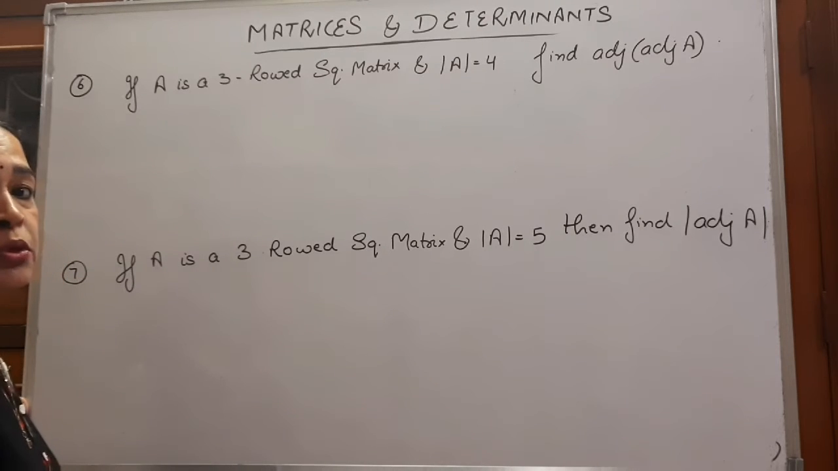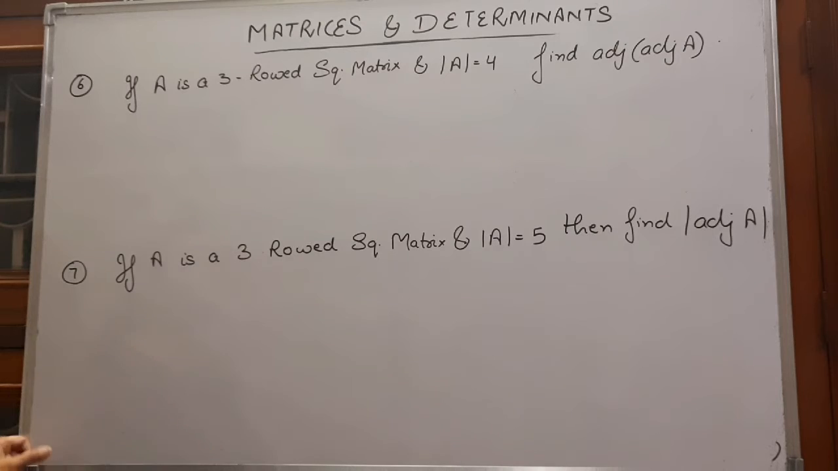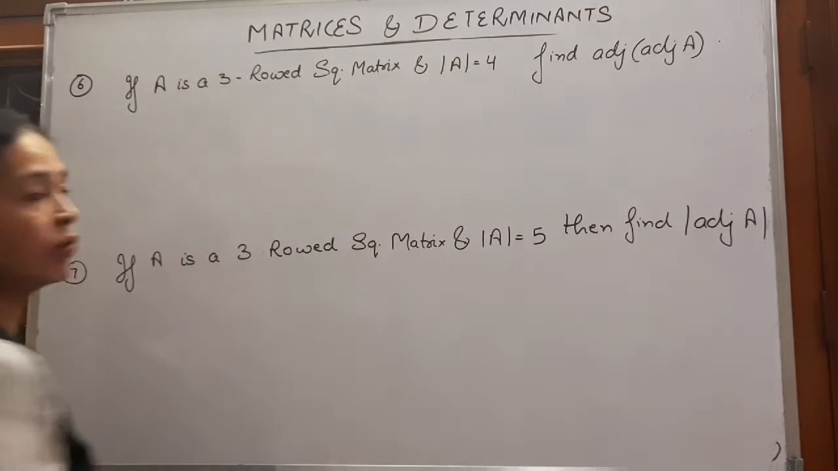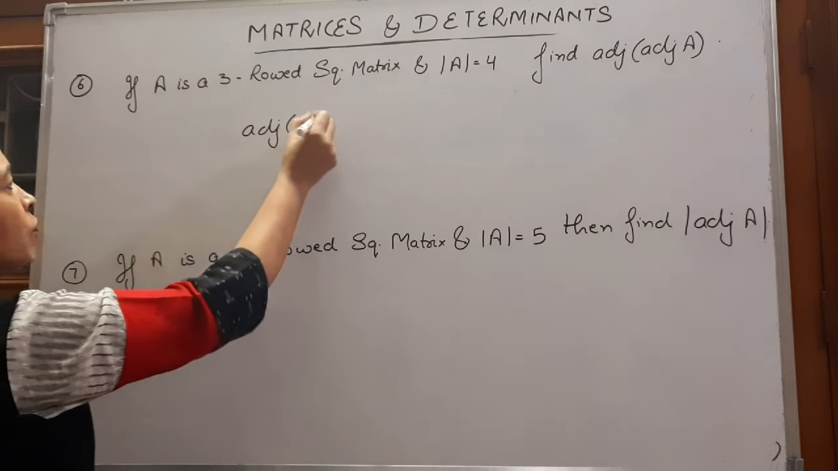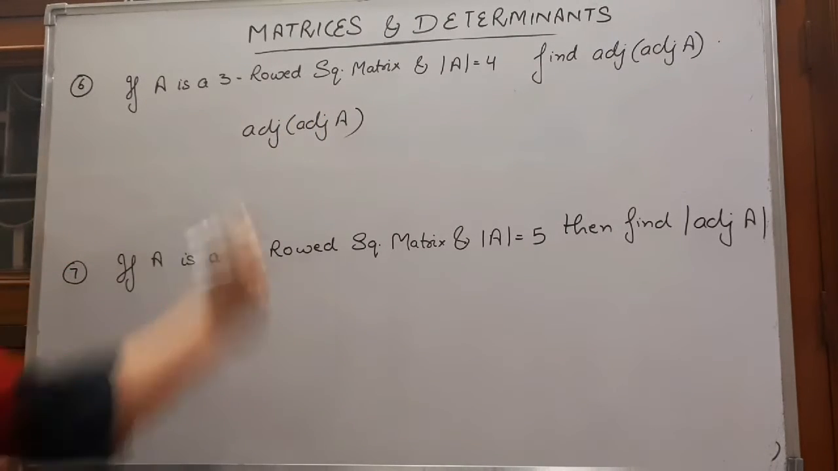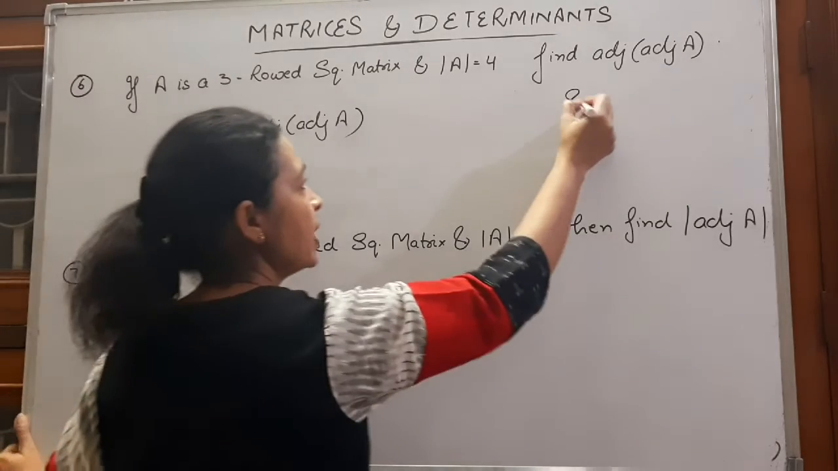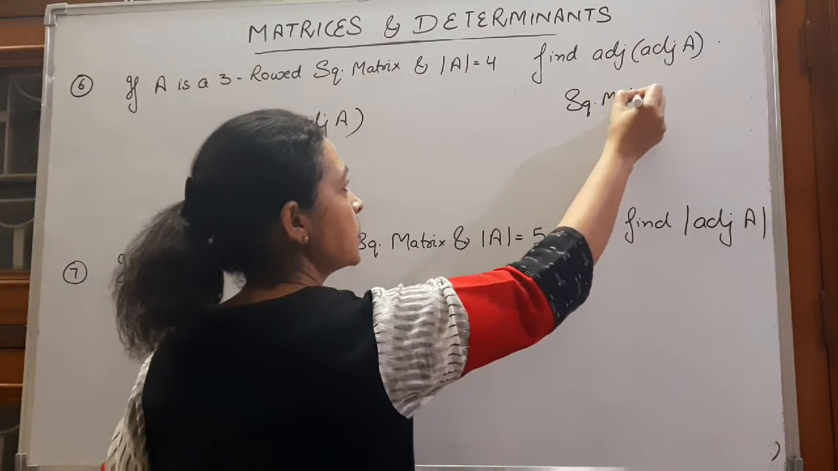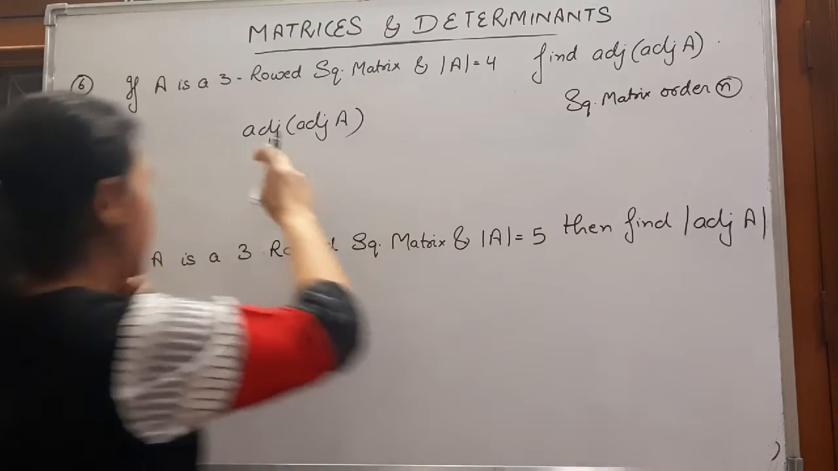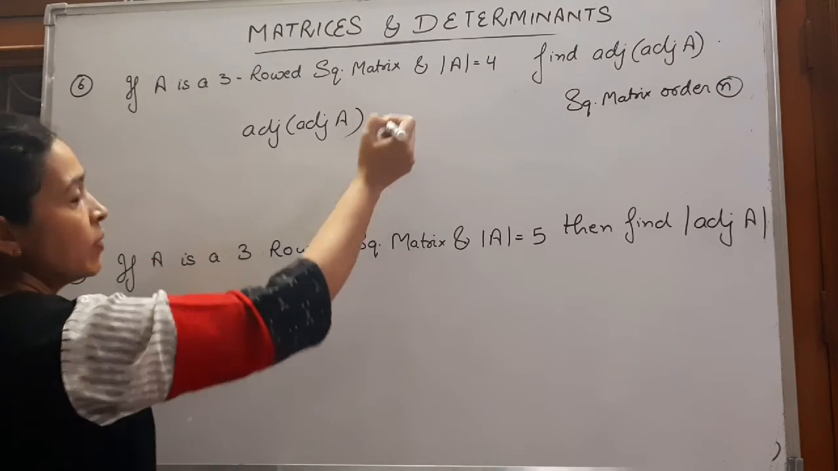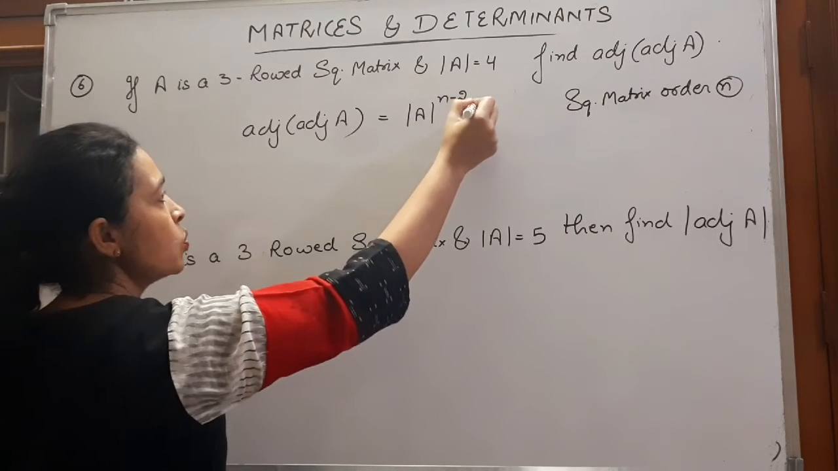So let's do two questions together. If A is a 3-rowed square matrix and determinant of A is given, we have to find adjoint of adjoint A. If we have a square matrix of order n, then adjoint of adjoint A will equal determinant of A to the power n minus 2 into A.